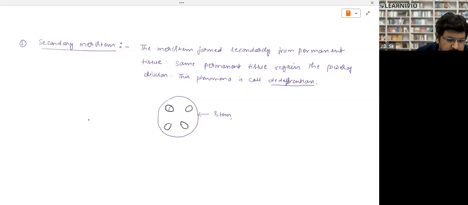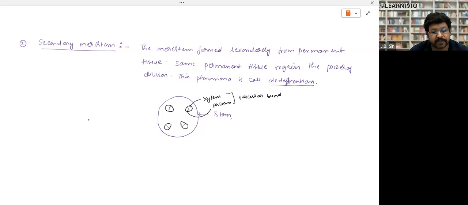What is the vascular bundle? Xylem and phloem. This is the xylem part, which conducts the water, and this is the phloem part, which conducts the food. They are the pipeline which conducts the food and water. Collectively, xylem and phloem are called vascular bundle. Between the vascular bundles, there are some tissues, which I have represented with dashes.